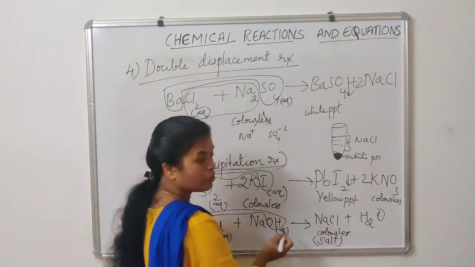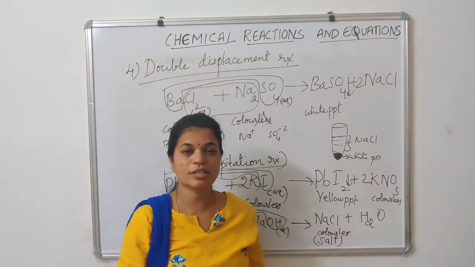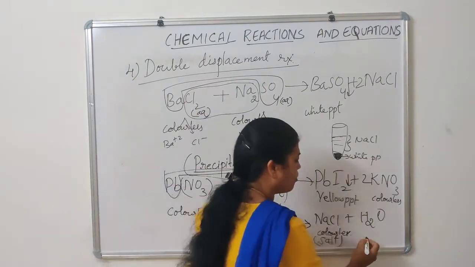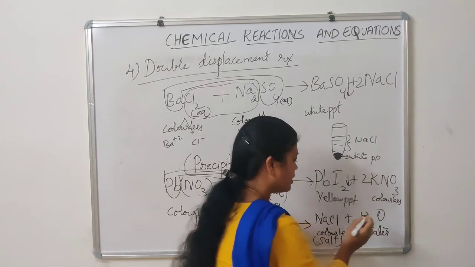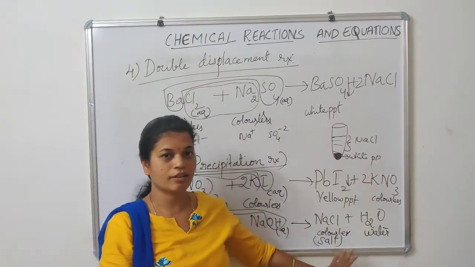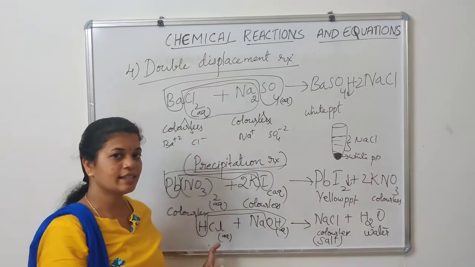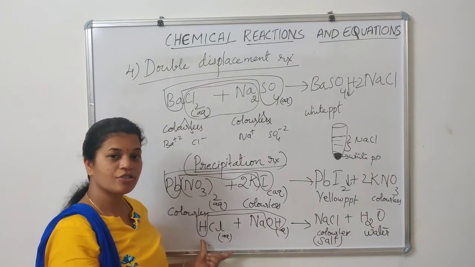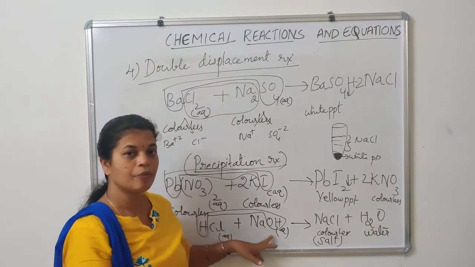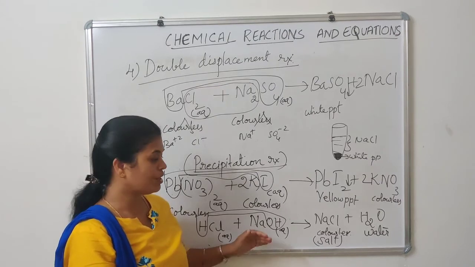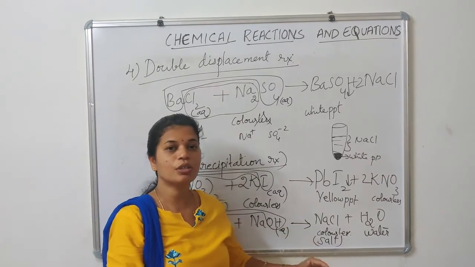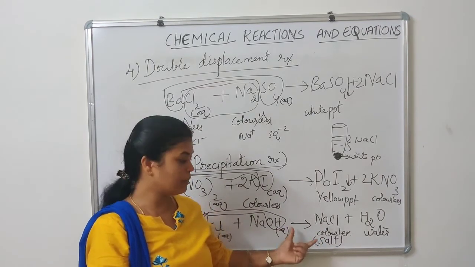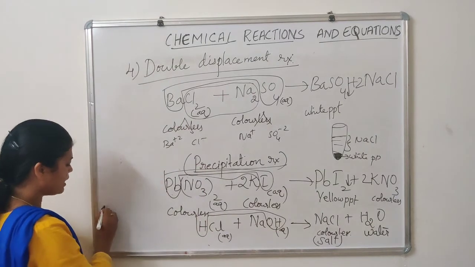Here NaCl, we know, is sodium chloride, a common salt which we use in our day-to-day life. So here salt and water are formed. In any reaction where the products are salt and water, when an acid reacts with a base, it forms salt and water. So the concentration of the acid is neutralized by the base. So this reaction we also call a neutralization reaction. Even though it is considered double displacement, we can also say that it is a neutralization reaction.